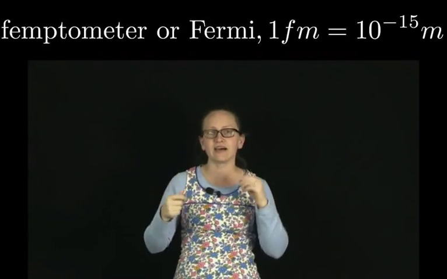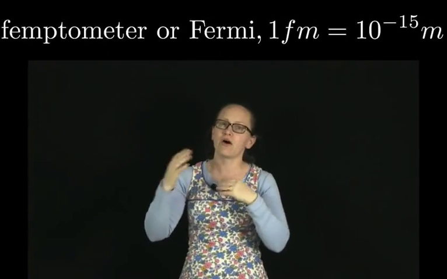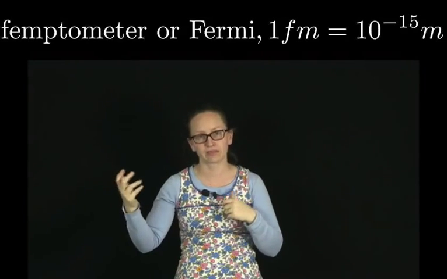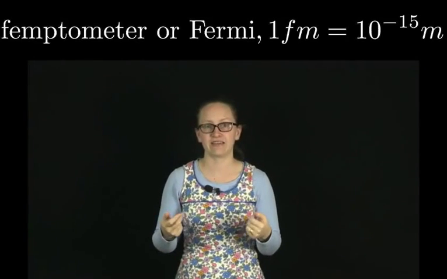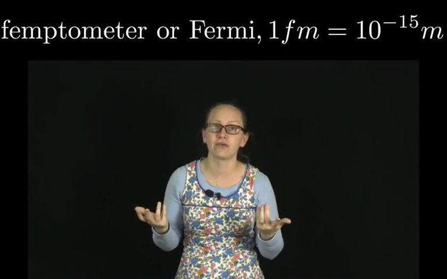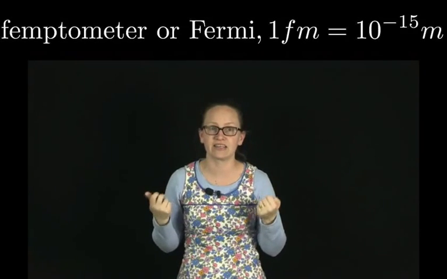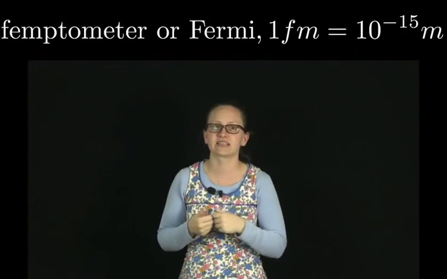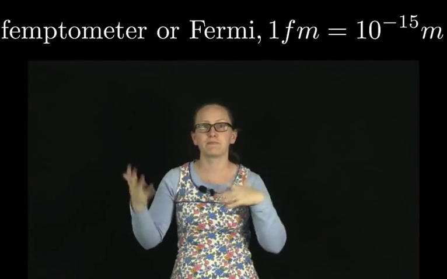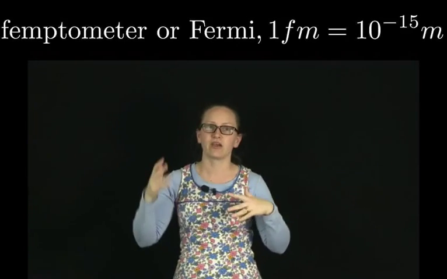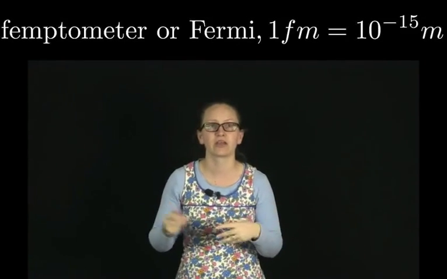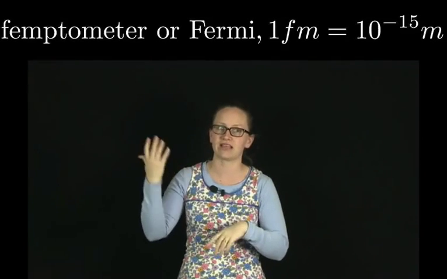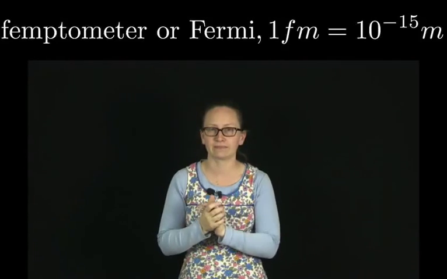Now the femtometer has the symbol Fm, but often nuclear physicists refer to the femtometer as the Fermi. This is in honor of the Italian physicist Enrico Fermi, who won the Nobel Prize in 1938 for his work on induced radioactivity and his discovery of transuranic elements. And both these things are very important for how a nuclear power plant works. So sometimes we will refer to it as femtometers and sometimes as Fermis. They mean the same thing.